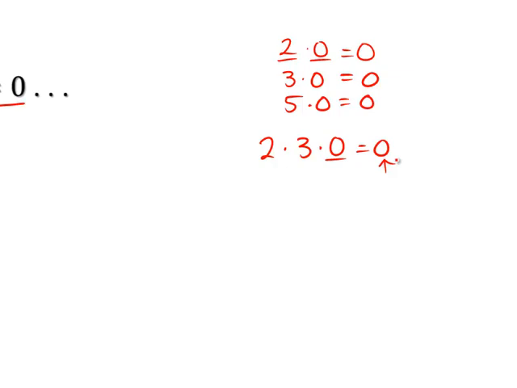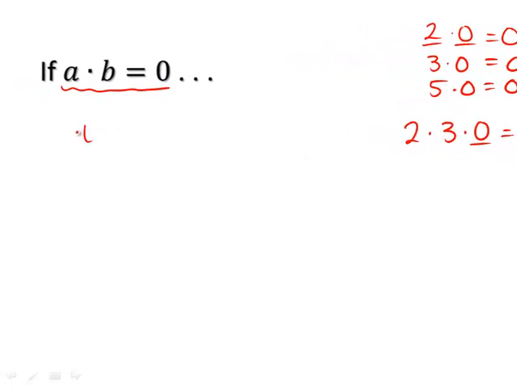So you can see that if you have a times b giving you 0, then you know for sure that either a equals 0 or b equals 0.